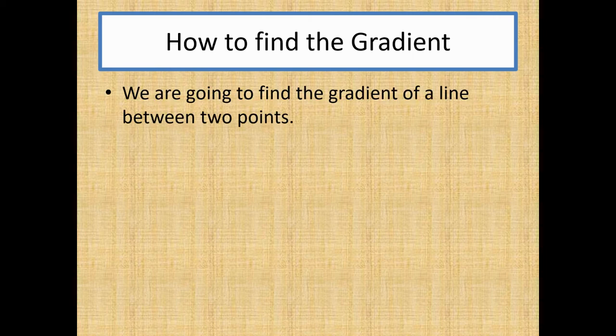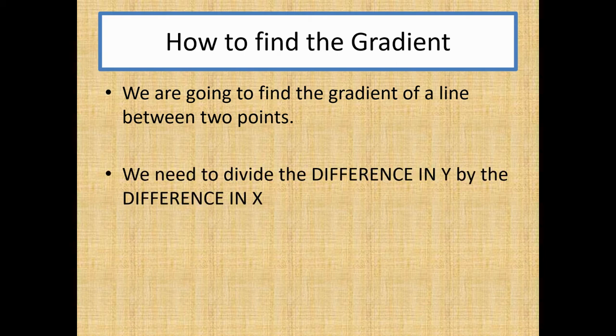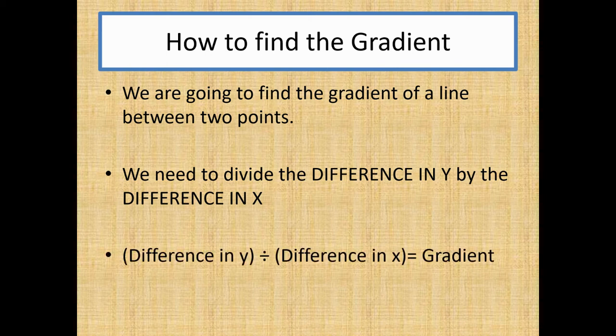So how do we find a gradient? If you need to find the gradient of a line, you just pick 2 points, 2 coordinates. I'm going to show you how to find the gradient of a line between 2 points. Write down these steps. Step one, to find the gradient of a line, you pick 2 points. Step two, you divide the difference in y by the difference in x. I'm going to show you an example, so just copy down these steps for now. Then step three, after you work out the difference in y and the difference in x, you divide them together, and that'll be your gradient.